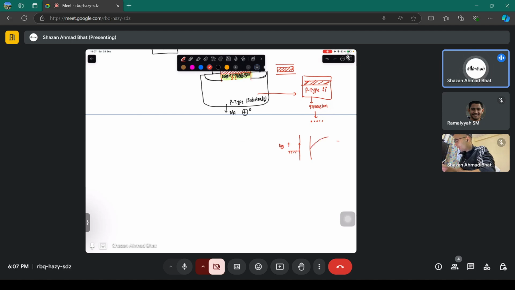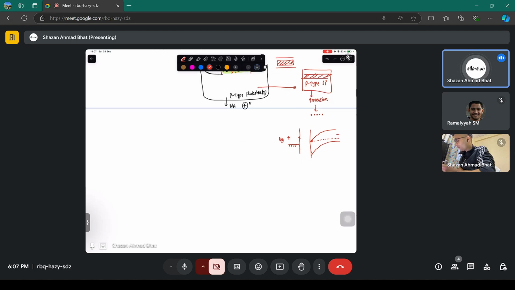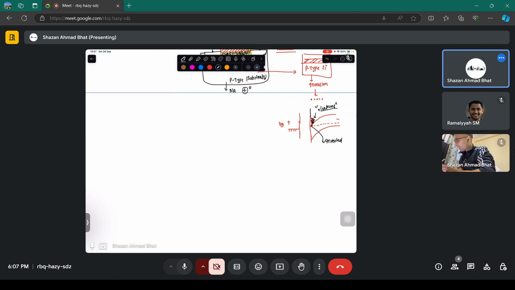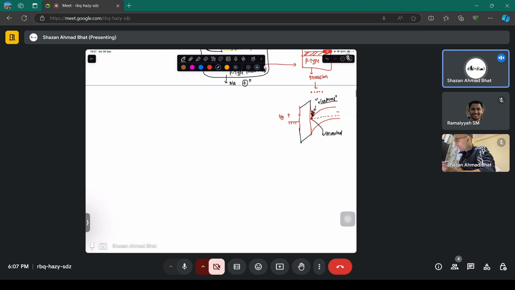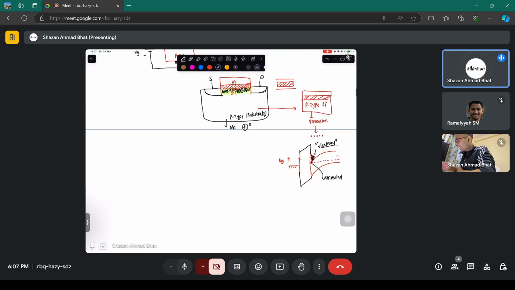You bend the band something like this. Where this is the Fermi level, and this Fermi level almost touches this particular band here, and you know that this particular channel has been inverted here. Now there are more electrons present here. That means this particular region has been inverted. Earlier it used to be p-type, but now it's n-type. So these electrons are present at this particular location here.